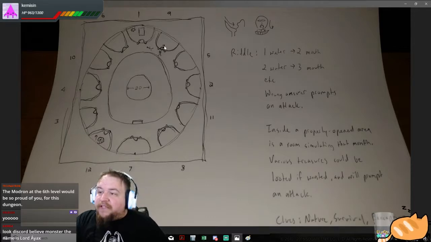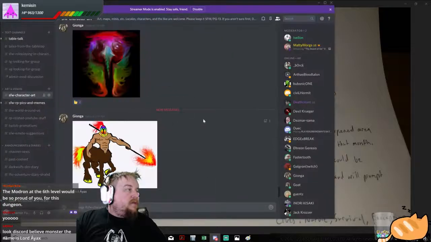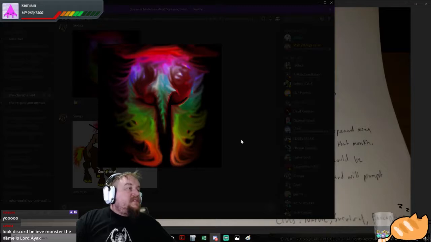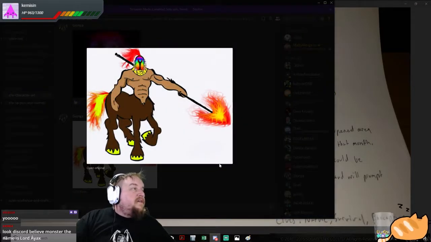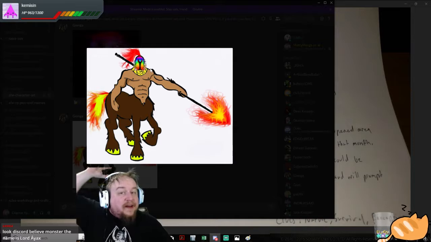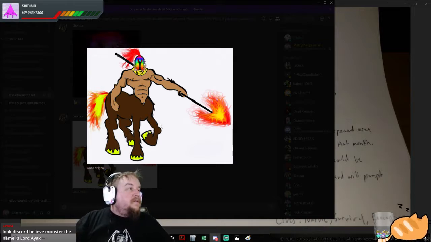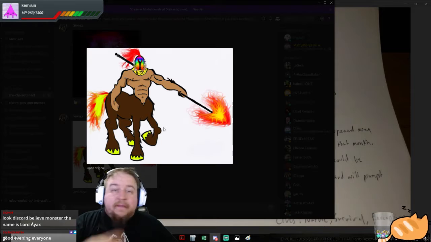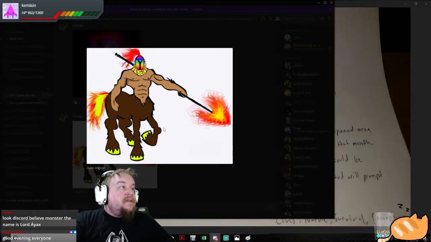Look at the Discord. Believe monster name is Lord Ajax. Okay, I'll take a look here real quick. Oh, gotcha. Nice, Gyanga. So that was the helmet that you designed, and you put it on a centaur with a flaming spear at that. I like that, and the red plume at the top. That's a good touch. So it's almost like a centaur where the horse body is made of a nightmare, and I'm not talking about the bad dream. I'm talking about the fiery horse known as the nightmare. It's like a nightmare centaur. Very interesting.